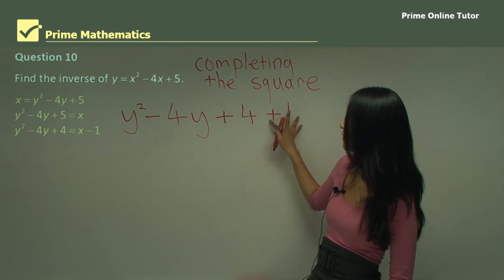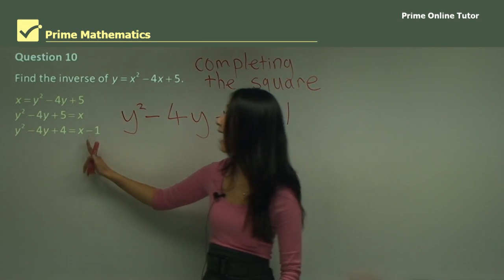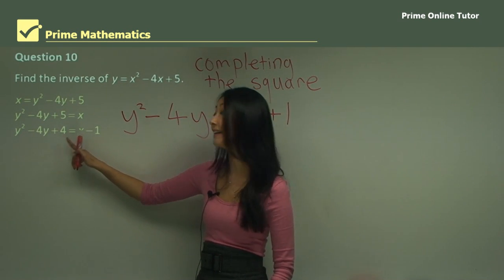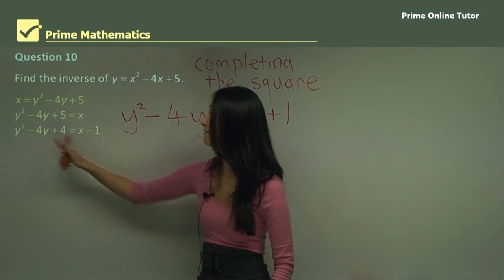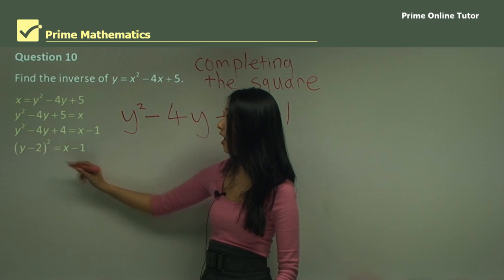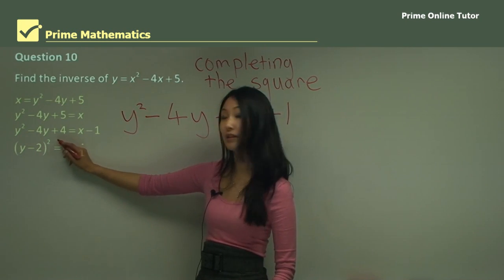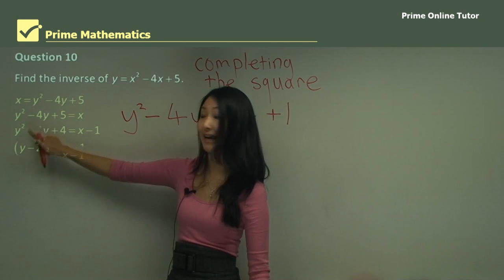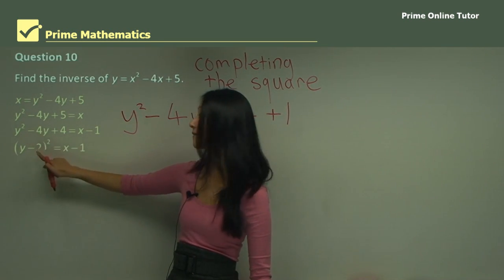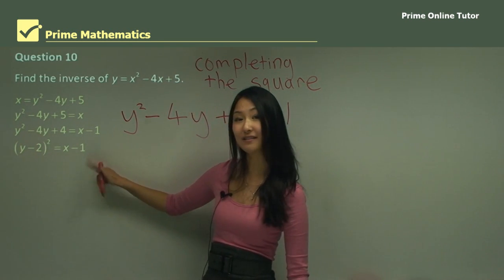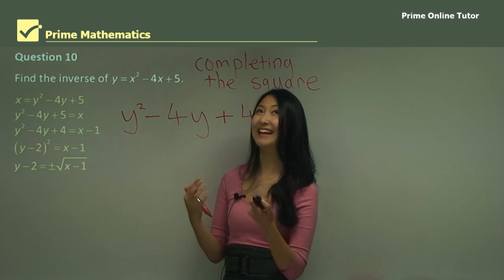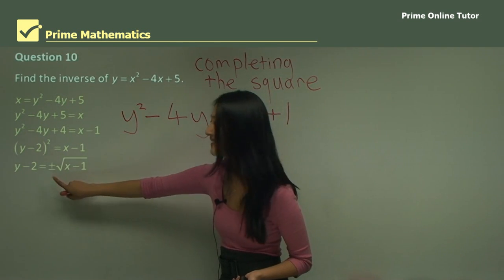So now I'll move the plus 1 to this side, and because I have that all on one side, I can complete the square. I can factorize that to a square of (y minus 2) to the power of 2. Remember how we find that minus 2: we take half of this, yeah? Equals x minus 1, and all we need to do now is square root both sides, and please remember the plus and minus, good.